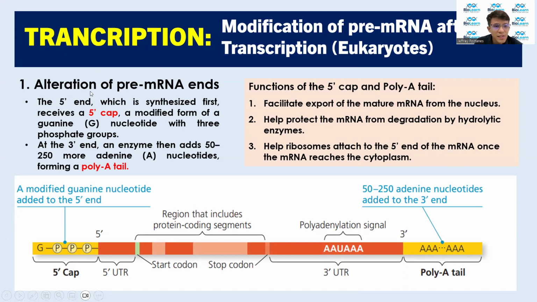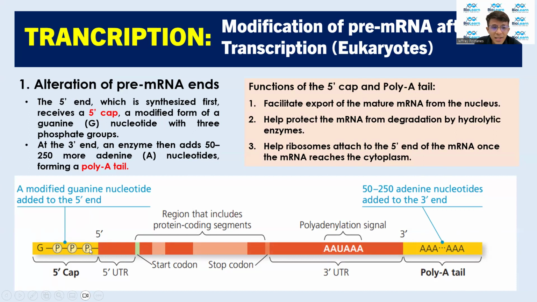The first modification is the alteration of the pre-mRNA ends. The 5' end receives a 5' cap. What is that? It's a modified form of guanine nucleotide with 3 phosphate groups. So it's made up of 3 phosphate groups and guanine bases. And for the 3' end, this is now the poly-A tail because it is made up of many adenine molecules.